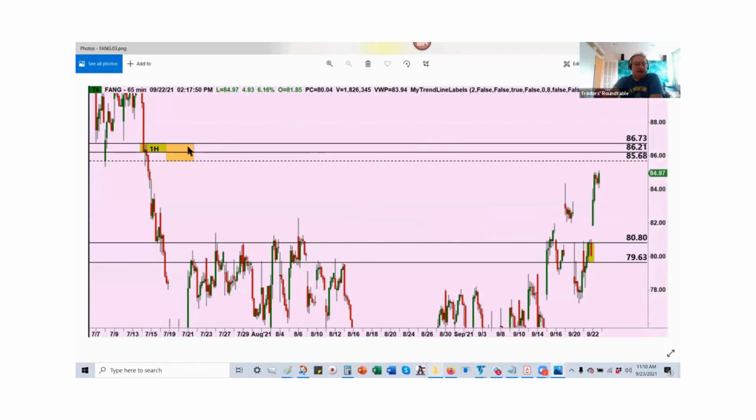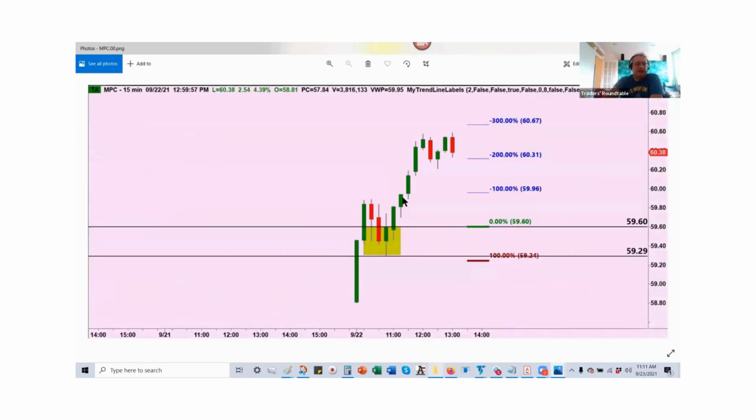Again, I was looking at this for context. I wanted to see what might get in the way of the trade. So here's the hourly chart that gave me some context there. Here's MPC. As I recall, nothing happened with it. I never got a pullback, so this was a no entry.